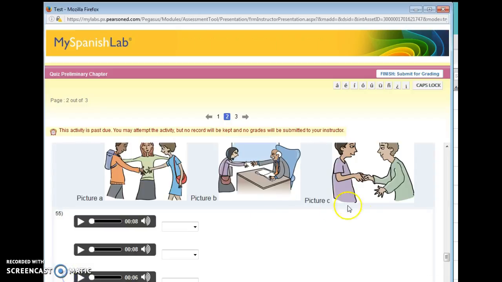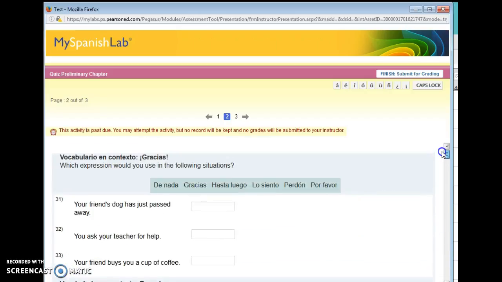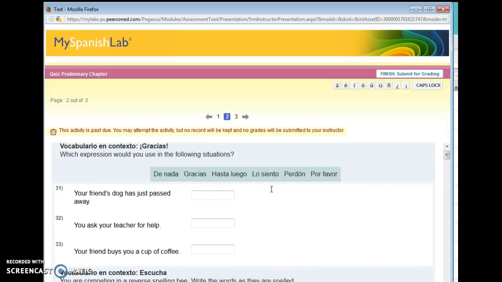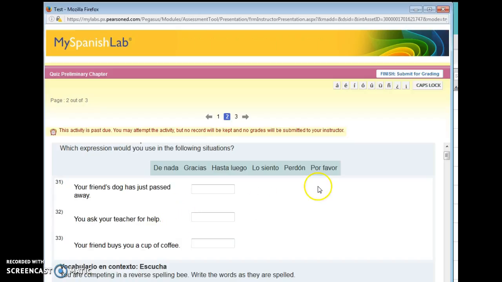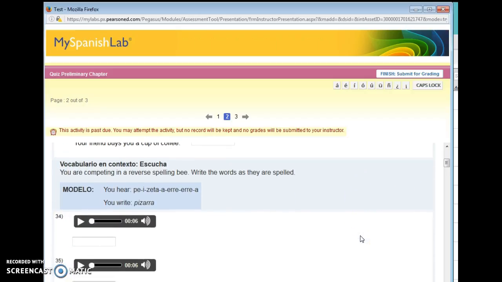And next page. Your friend's dog has just passed away. You say lo siento, I'm sorry, or you ask your teacher for help. Por favor. And your friend buys you a cup of coffee. You say gracias. All right.